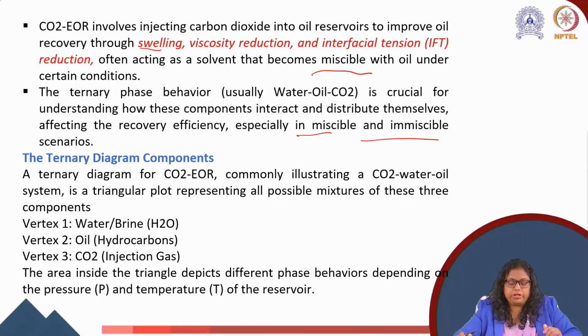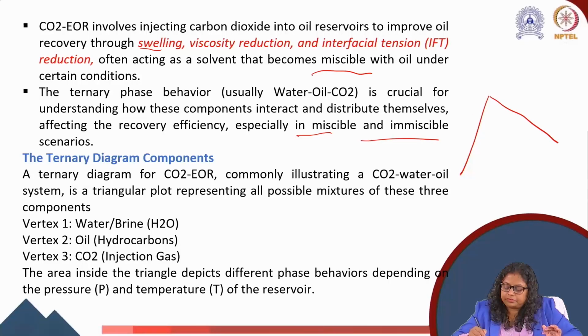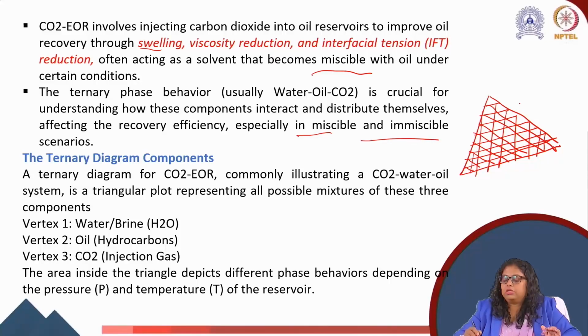When we mention the ternary diagram for CO2 EOR, commonly it will illustrate a CO2 water oil system as a triangular plot. So the plot would be something like this. This is the triangular plot we are talking about, where on the vertices you will have A, B and C.